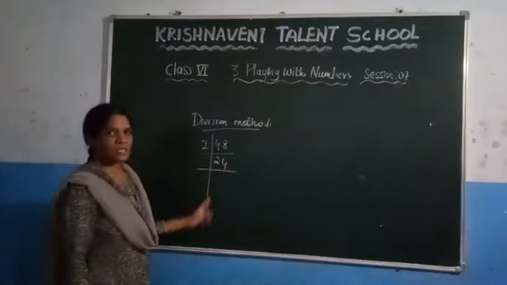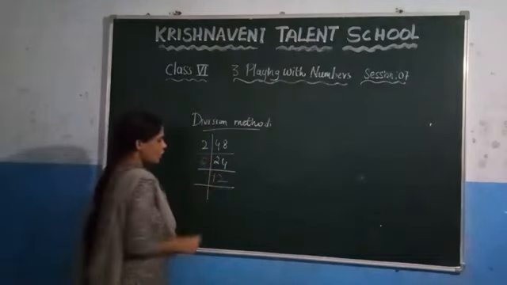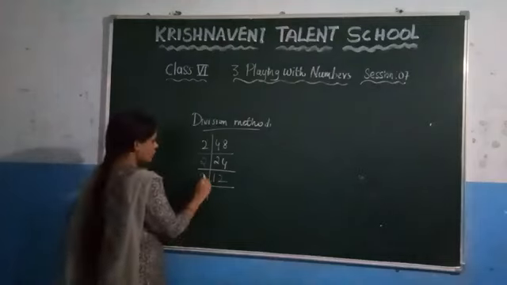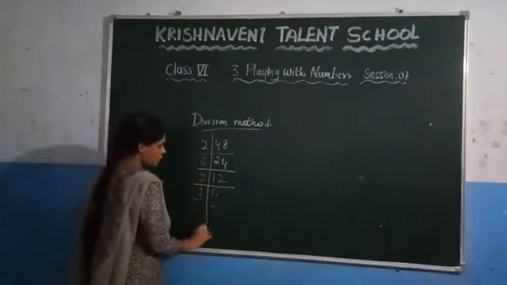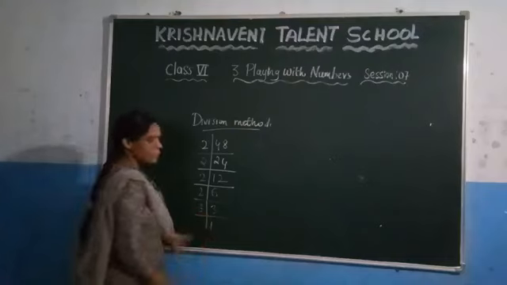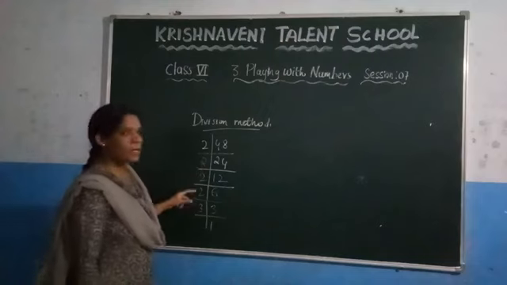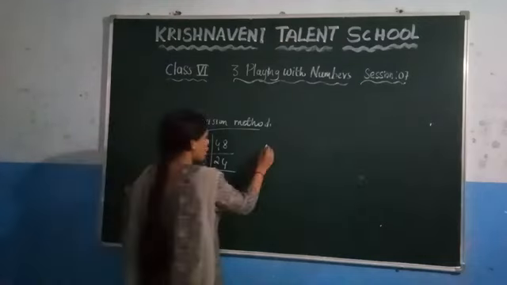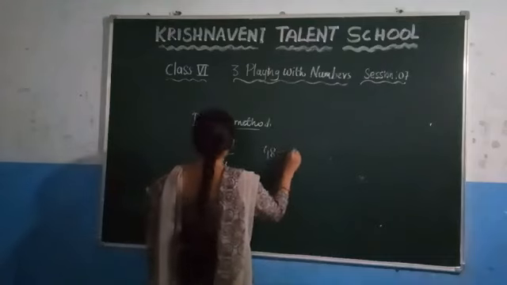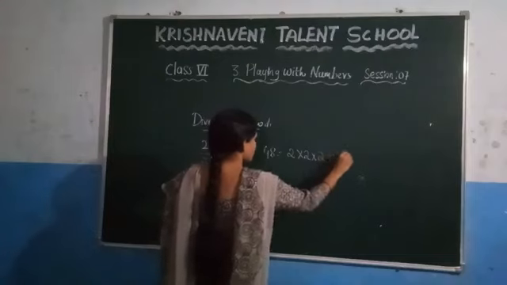Similarly, this 24 is divisible by 2. Write it here. 2 1s are 2 and 2 2s are 4. Now again this 12 is divisible by 2. 2 6s are 12. And this is divisible by 2. 2 3s are 6 and 3 1s are 3. Now we have written this 48 as a product of the prime factors. Here you can observe that all are prime numbers. So you can write 48 as 2 into 2 into 2 into 2 into 3.